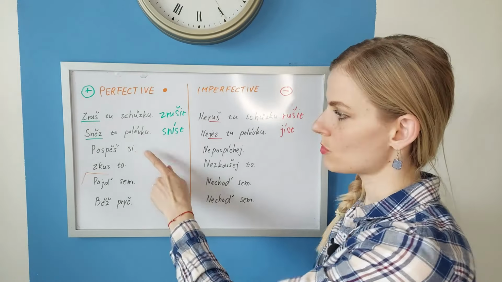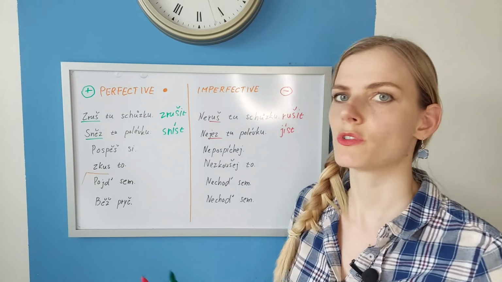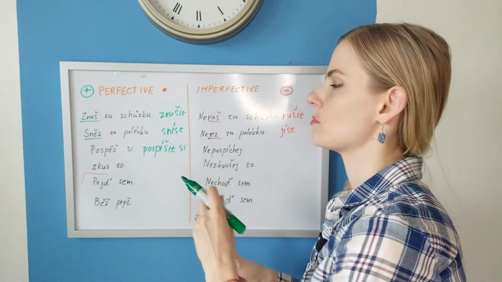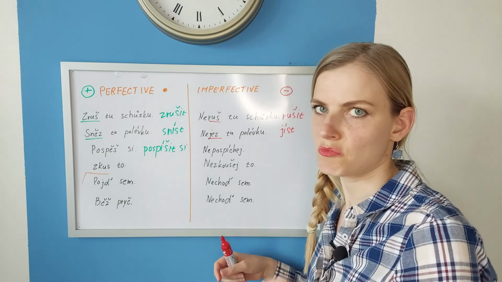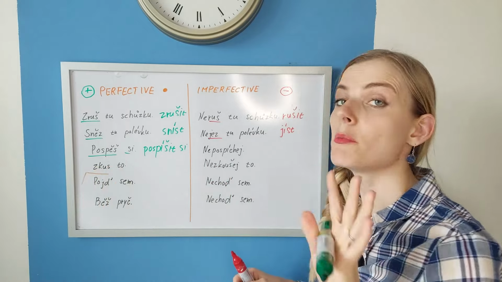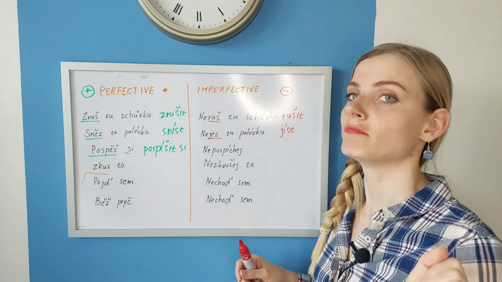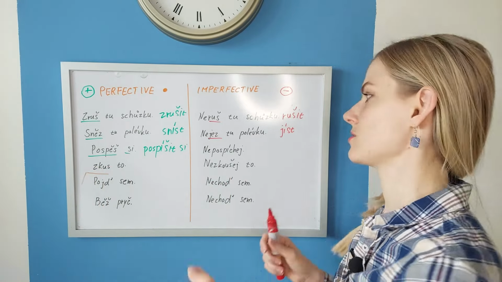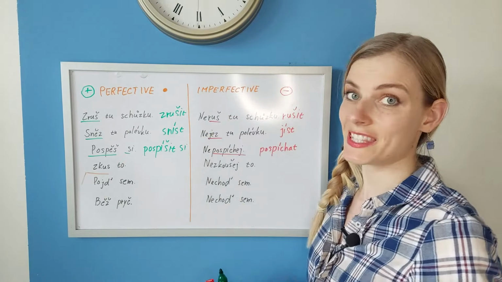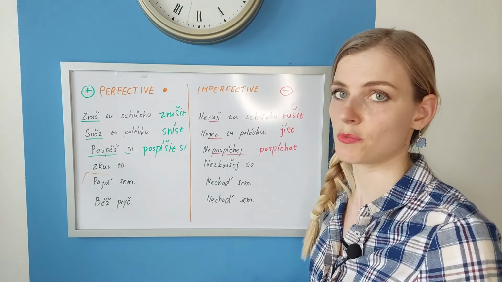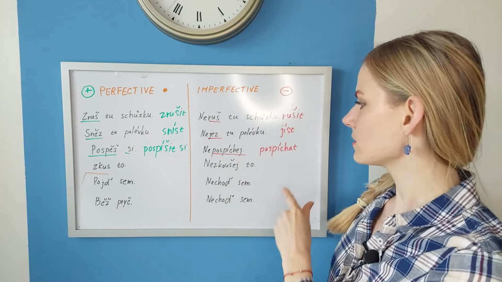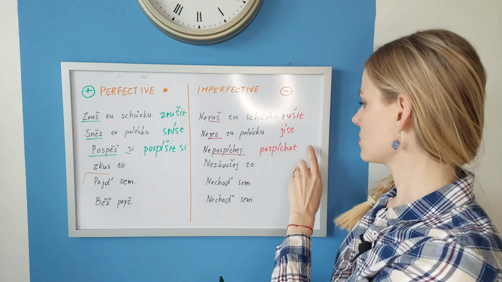Pospěš si. Pospěš si means hurry. Move your body. From pospíšit si. To hurry, to make an effort to be somewhere quickly, or to do something quickly. Pospěš si. Nepospíchej. Take your time. Don't rush. From pospíchat. Notice we have pospíšit si to make this effort to be somewhere quickly or do something quickly. Pospíchat, to hurry, has no si.